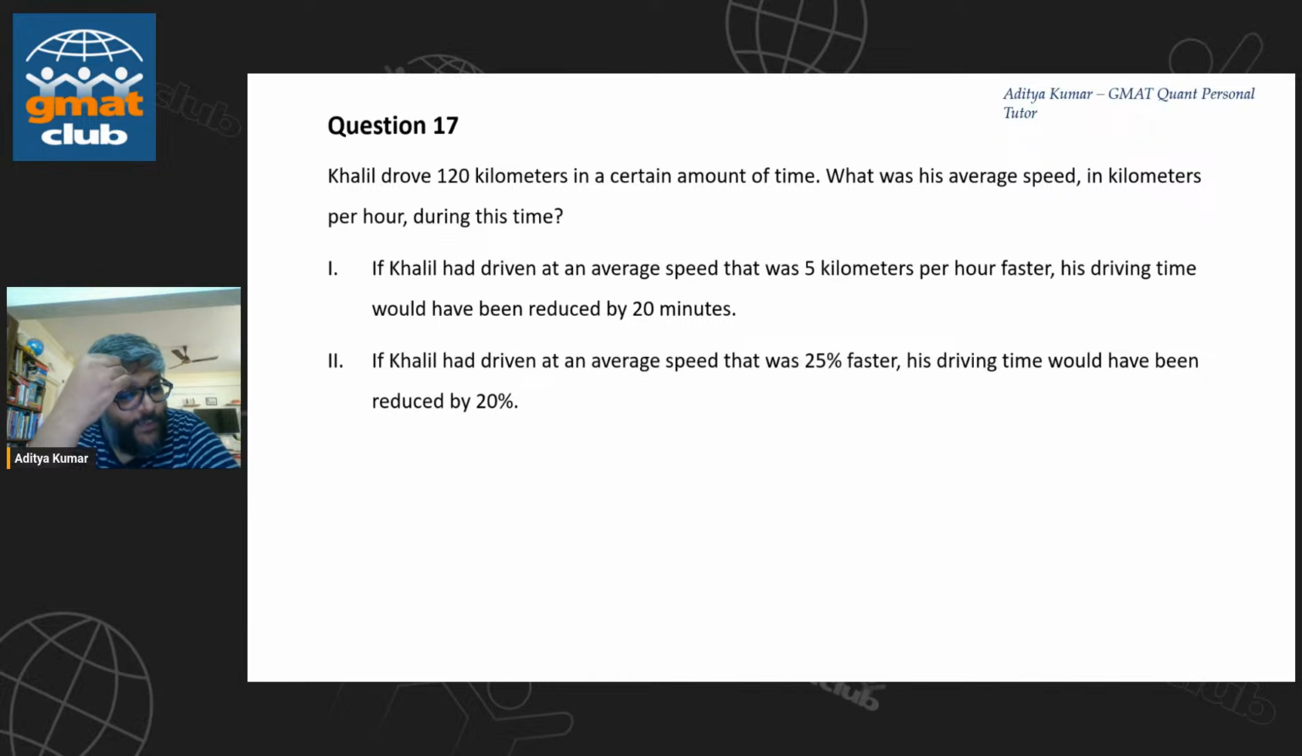Not sure about two. Translated well. Normally, percentage data becomes a little confusing. When they say 25% faster, think about it as 125%. So 125% is 5 by 4, right? Look at it like that. Reduced by 20% means 80%, right? 80% is 4/5. So set up your algebra based on that and then simplify and see what happens.